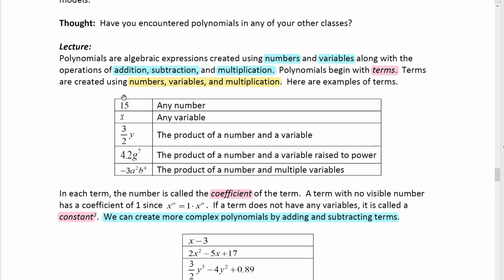This term, the first term we had that didn't have any variables in it, it was just a number, is sometimes referred to as a constant as well. And because it doesn't have a variable, it cannot vary or change. So we refer to it as a constant.